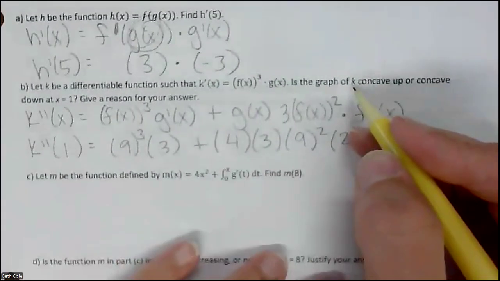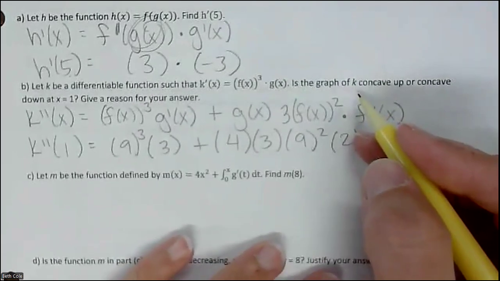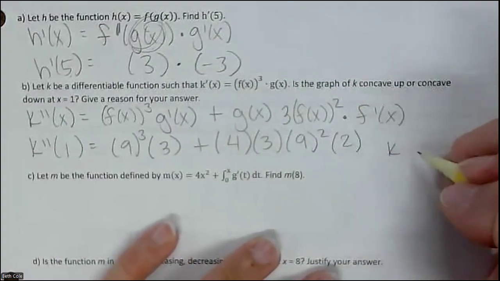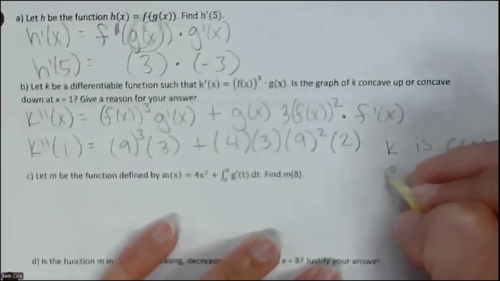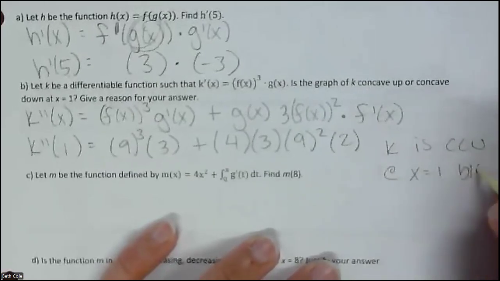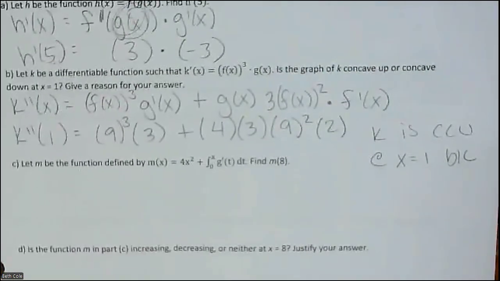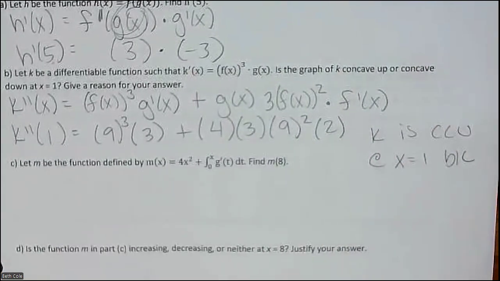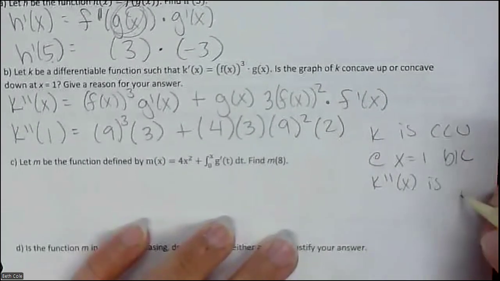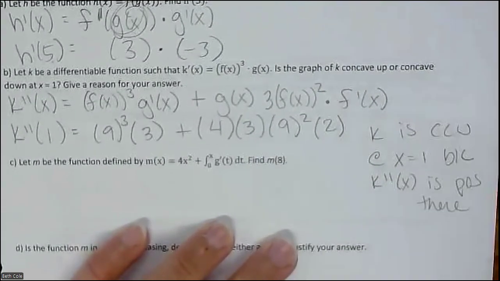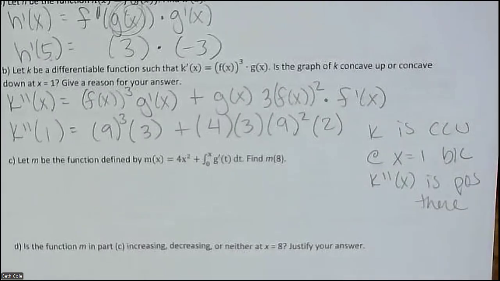Your sentence is going to start K is or K has. K is concave up at x equals 1 because... What's our reason? K prime prime is positive there. Good job.